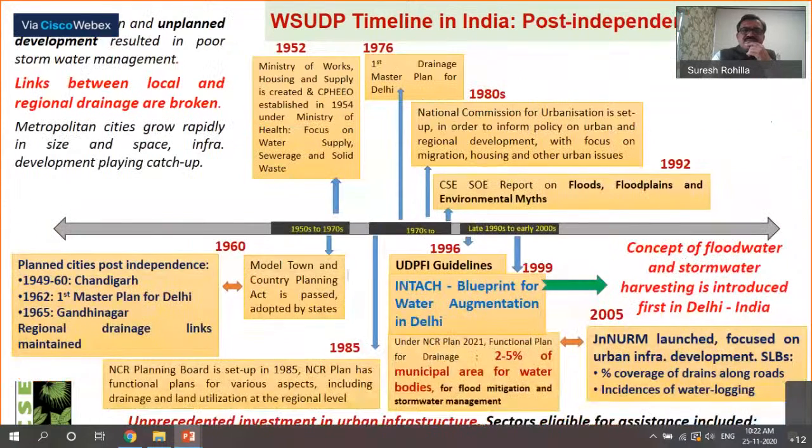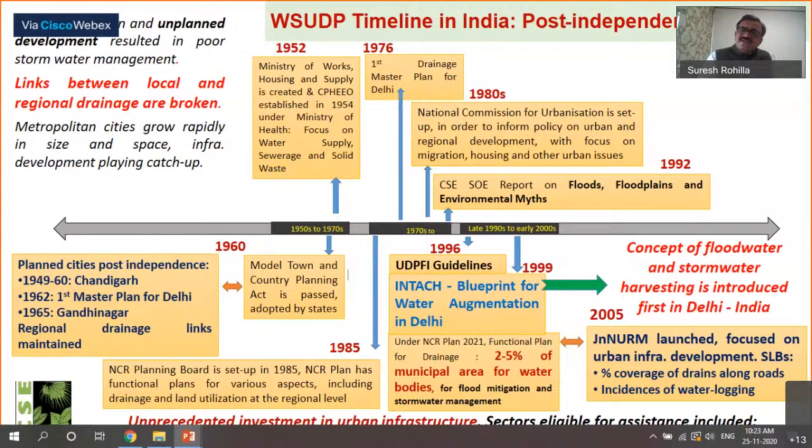Next, please. So we have also mapped post-independence some things that have happened, and whether there were some things which could be improved upon. We see that post-independence, the Victorian engineering, which left its footprints in the Indian planning scenario, the links between the local and regional drainage were broken, and metropolis cities were growing rapidly in size and space. The Ministry of Works, which is now CPHEEO, was created. There were increasingly a lot of drainage master plans being created, which focused on networks and services design.